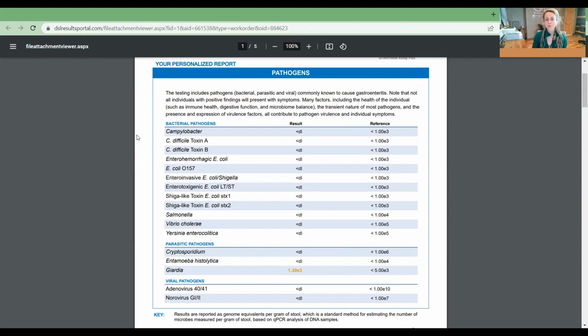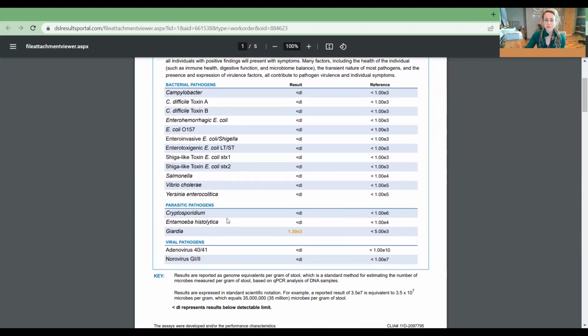So if, for example, C. diff pops up on this particular panel, then we might not be experiencing an acute C. diff infection. However, you can have chronic colonization of C. diff, which might make you more susceptible to an infection. So really important, but we really want to see nothing on this whole page.